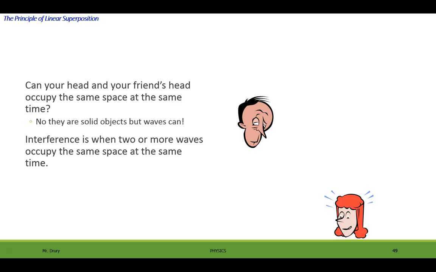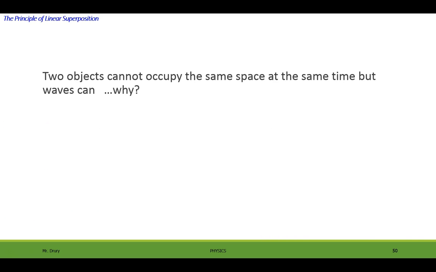Interference is when two or more waves occupy the same space at the same time. Waves can do this, but solid objects cannot. We know that two objects cannot occupy the same space at the same time, but waves can. And the question is why? And the answer is waves are only energy.